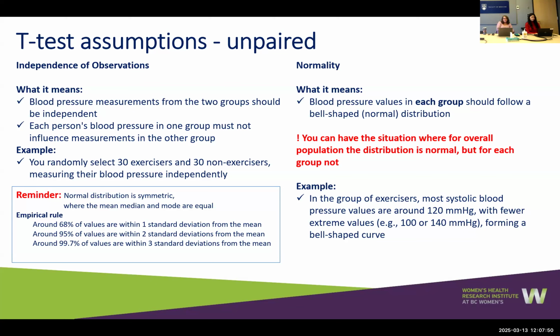So what are the t-test assumptions? And we're talking here about unpaired tests. So basically, we have 2 groups of individuals, because for a paired test, the assumption will be slightly looser. So independence of observations. What does it mean? Blood pressure measurements from the 2 groups should be totally independent. Each person's blood pressure in one group must not be influenced by measurements in the other group.